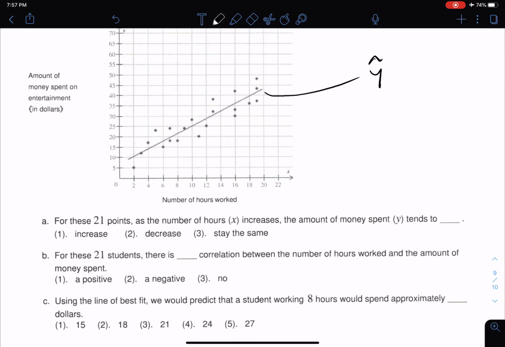Letter A. For these 21 points, as the number of hours x increases, the amount of money spent, y, tends to what? So the more hours a person works, the amount of money spent on entertainment, it looks like it's positive, so it increases. So our answer is right there, increases. Okay, and then let's take a look at the next question here.